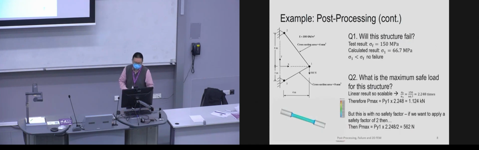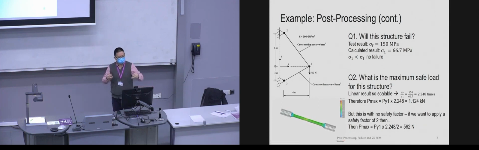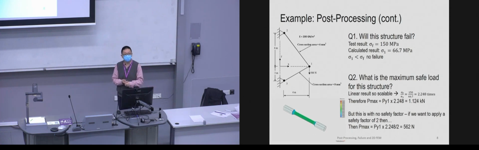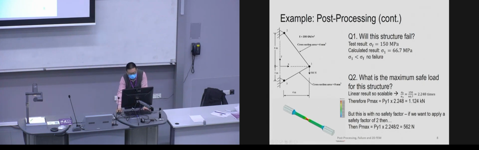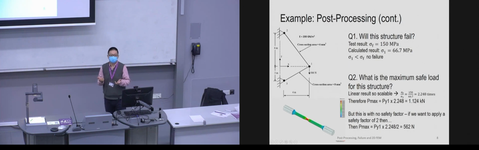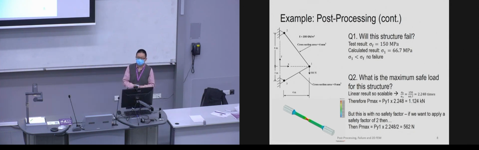And now we are going to apply this. Question one, will this structure fail? As you can see on the simulation, it starts to have a bigger and bigger displacement, deformation, and then a bigger stress is going to build up inside of this structure, right? So if we have the tested safe stress, which is the maximum stress this material can sustain during this tensile testing, and our current result of the maximum stress inside the whole structure is less than the tested maximum stress, then that means this structure is not going to fail, right? So this is quite easy to understand. This 1D case is quite simple.